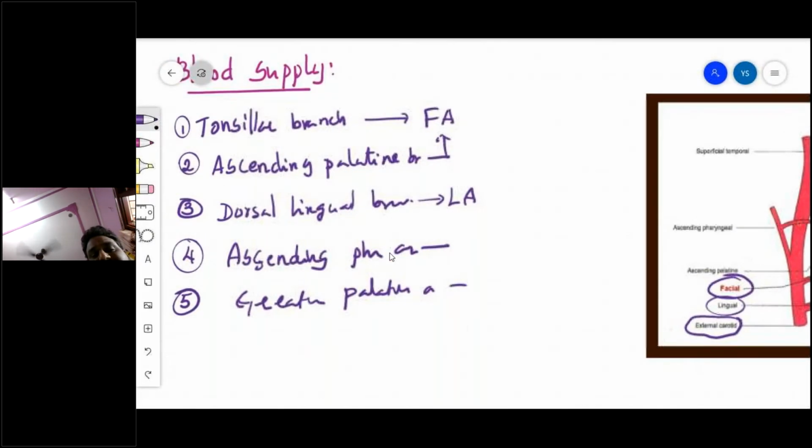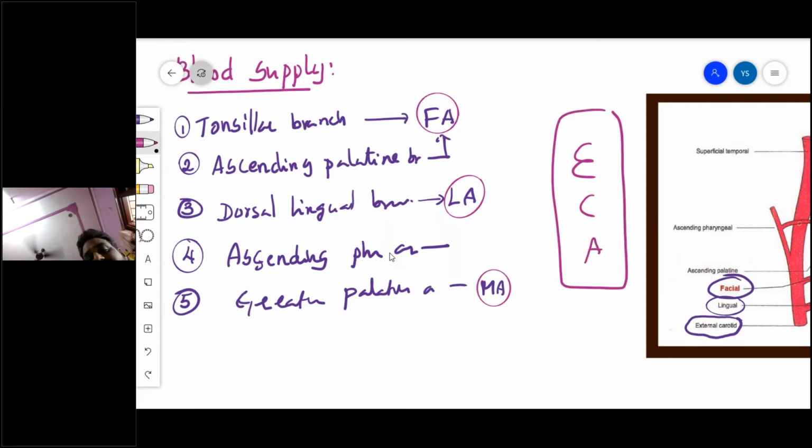So here you see facial artery, lingual artery. The greater palatine artery is the branch of maxillary artery. Of course, these all are branches of external carotid artery. That means facial artery is a branch of external carotid artery, lingual artery a branch of external carotid artery, maxillary artery a branch of external carotid artery, and ascending pharyngeal artery a direct branch of external carotid artery.